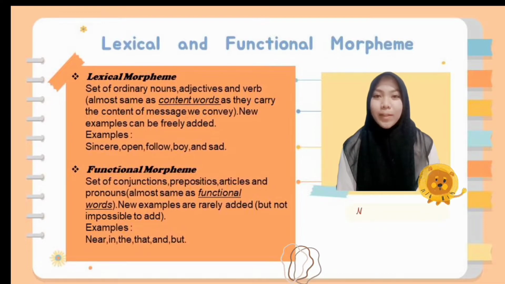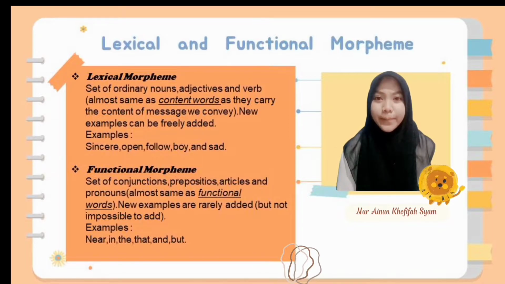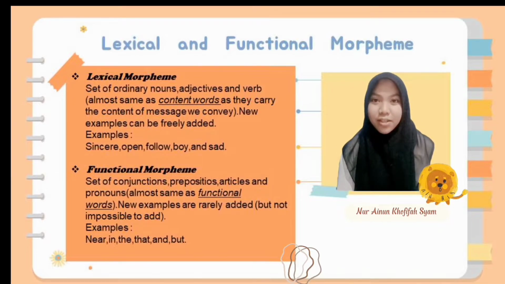Okay, I will briefly describe lexical and functional morpheme. So, lexical morpheme is a set of ordinary nouns, adjectives, and verbs. This morpheme is almost the same as content words, as they carry the meaning or the content of the message that we try to convey. In this morpheme, we can freely add new examples. Some of them are like sincere, open, follow, boy, and sad.